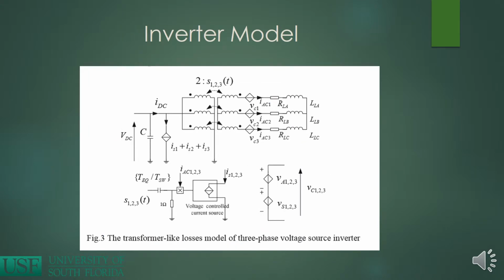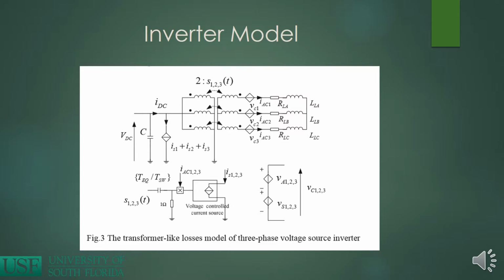This is a model I'll be utilizing for the inverter and its losses. This is a 3-phase voltage source inverter losses model where the ideal transformer simulates the 3 legs. The turns ratio, as you can see, is set at 2 at the primary side due to the AC out voltage range of a single phase leg being approximately plus or minus 1/2 of the DC voltage.